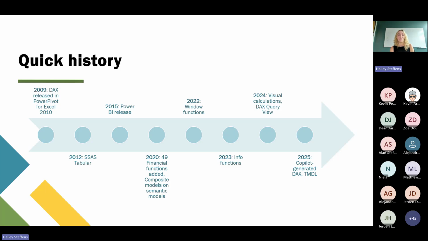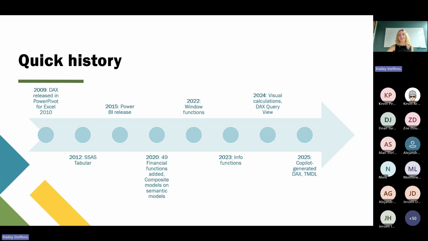We also saw composite models on semantic models, so being able to add additional data sources on top of your semantic models. And then in 2022, we saw the introduction of window functions. This kind of lets you get ordered items from the database, and it was pretty big for DAX. As well as in 2023, we got to see the INFO functions get introduced, which lets you get model metadata super easily and is really great for self-documenting models.